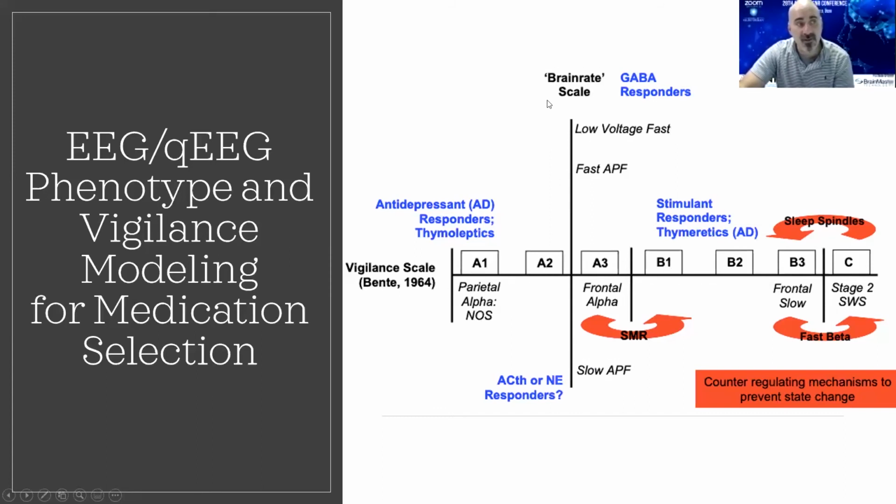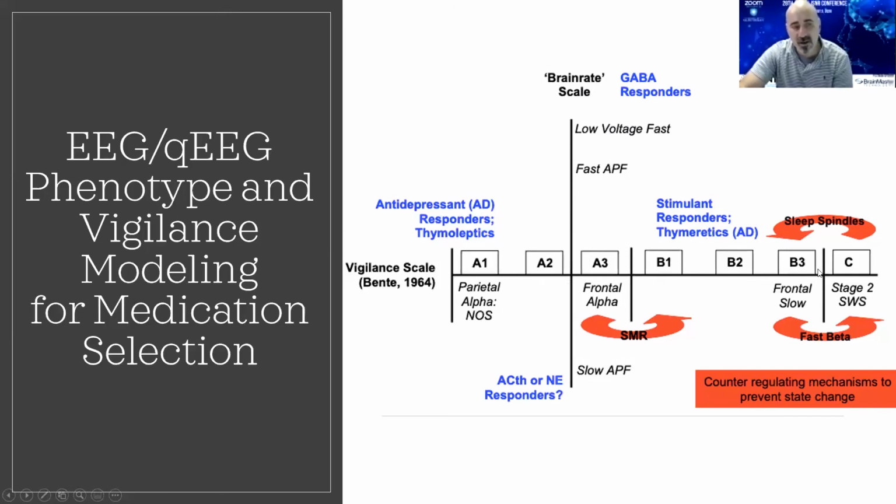These folks have a faster brain rate scale and tend to respond to GABA-based medications. This would include the low voltage fast EEG as well, folks with a fast alpha peak frequency, and they need something that's going to help slow their brain down so it can be a bit more flexible. These folks who jump right into this B1 state, B2 state, are going to respond to a stimulant.